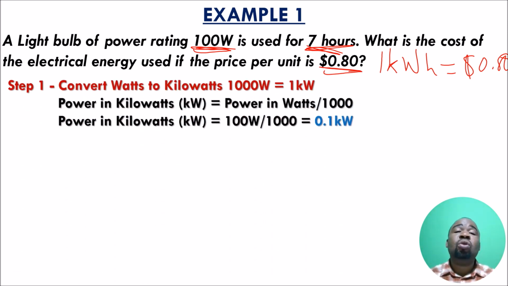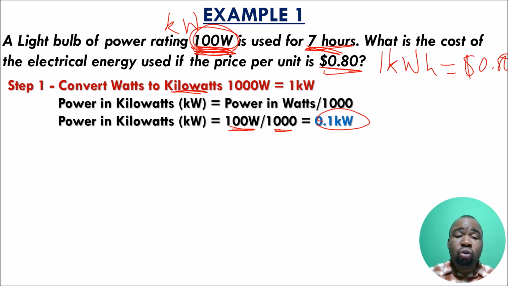Step number 1 is to convert the watts to kilowatts. Because our power was given in watts, we want it in kilowatts. We divide by 1,000. A kilo is just 1,000. Revisit conversion of units if you're having a problem. So we divide the given power, 100 watts, by 1,000, and we end up getting 0.1 kilowatts. So the power rating or the kilowattage is 0.1 kilowatts. This rating here, we don't want it in watts, we want it in kilowatts.